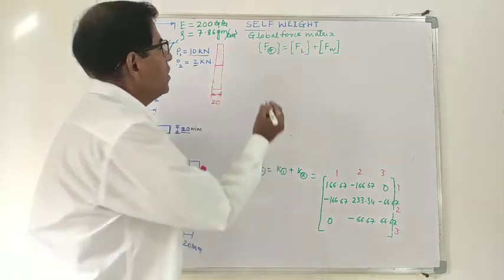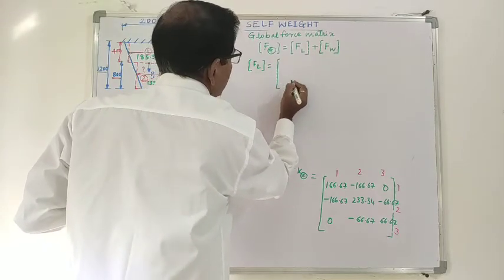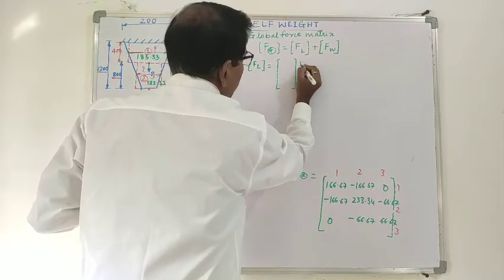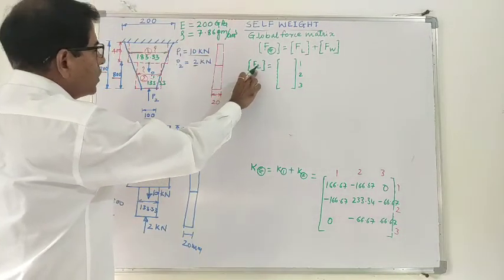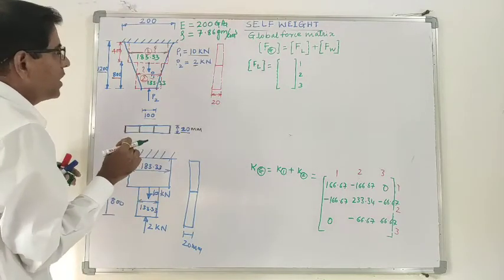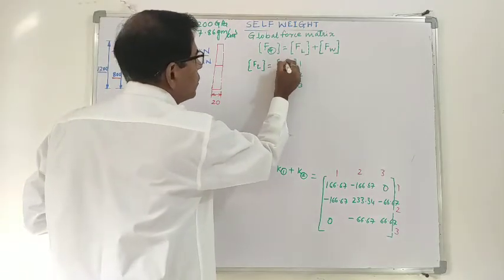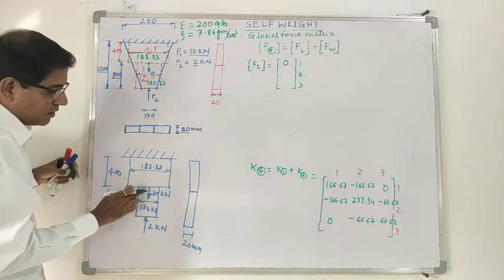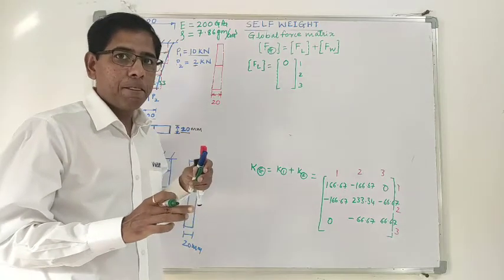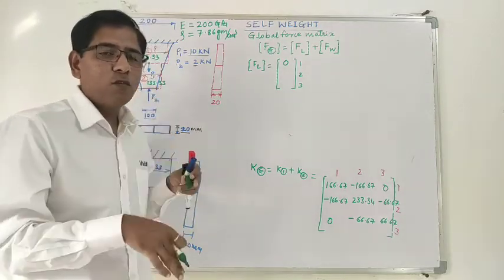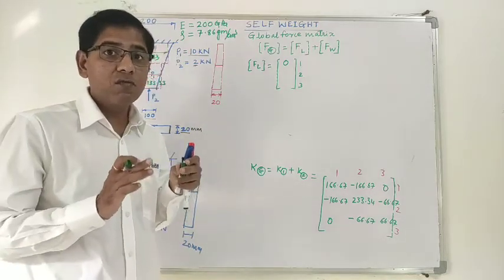Now we find out the external load matrix. So this is for node number 1, 2 and 3. So the external load matrix. At node number 1 there is no force, so it will be 0. At node number 2 there is one force in downward direction of 10 kilonewton. And remember one thing, in self-weight problem the downward force is considered positive and upward force is considered negative. Now this is very very important.